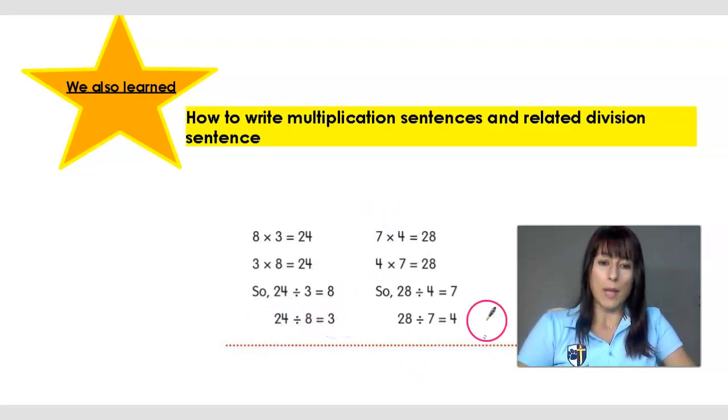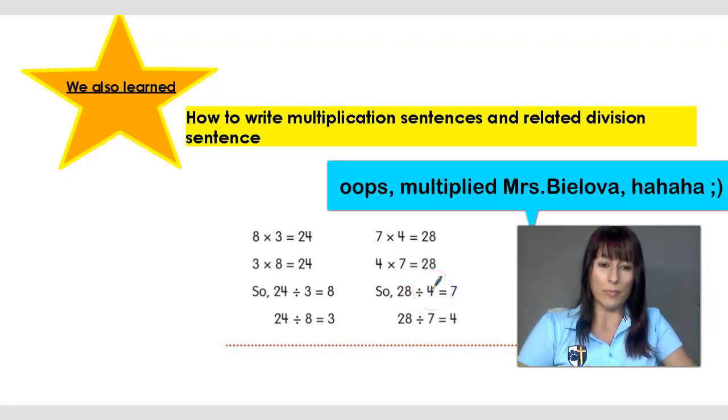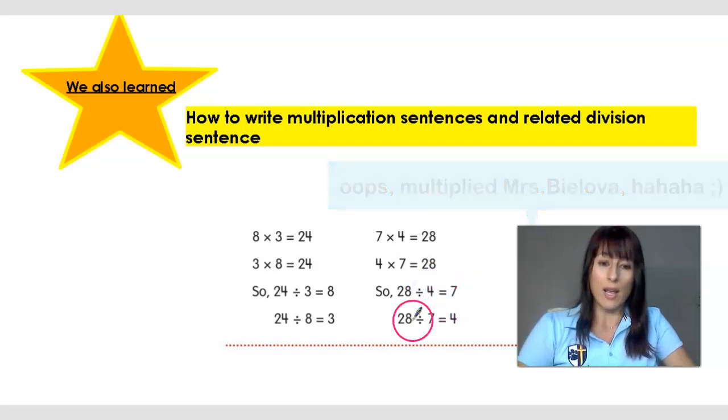Okay? And the same applies to this multiplication sentence. If I say that 4 multiplied by 7 is 28, so for division, I would say that 28 divided by 4 equals 7. Or 28 divided by 7 equals 4. Okay, so this is what we need to also keep in mind. And we already got a star for that because we learned how to write division sentences. Okay, let's see what the next star will be for what skill.